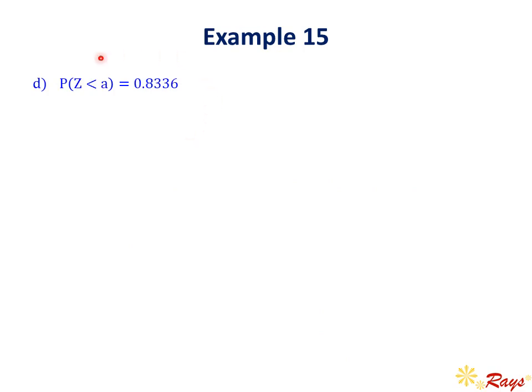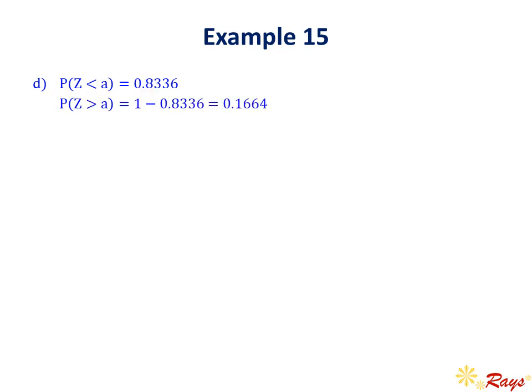Question D. Find the value of A given that the probability of Z lesser than A is equal to 0.8336. Observe that the probability is greater than 0.5. And the less than sign here is referring to the area on the left. But when the probability is greater than 0.5, the area has crossed over to the right tail area. So therefore, instead of finding A referring to the bigger area, we now refer to the smaller area on the right.